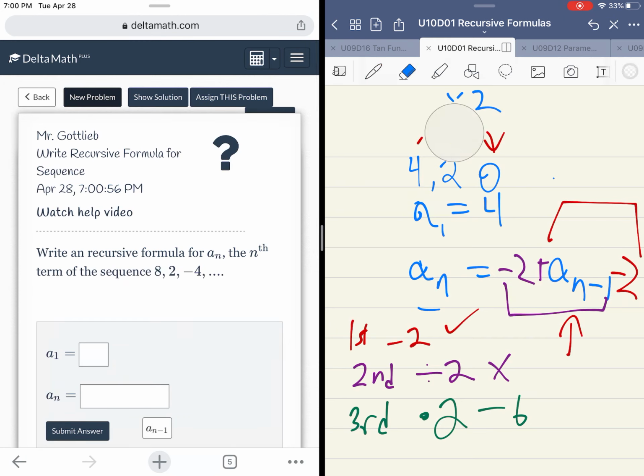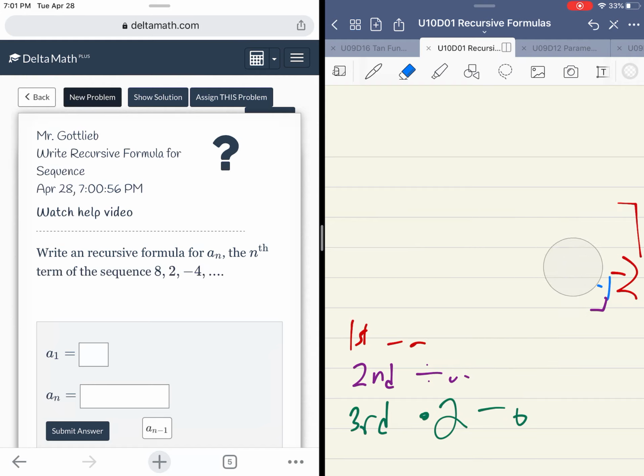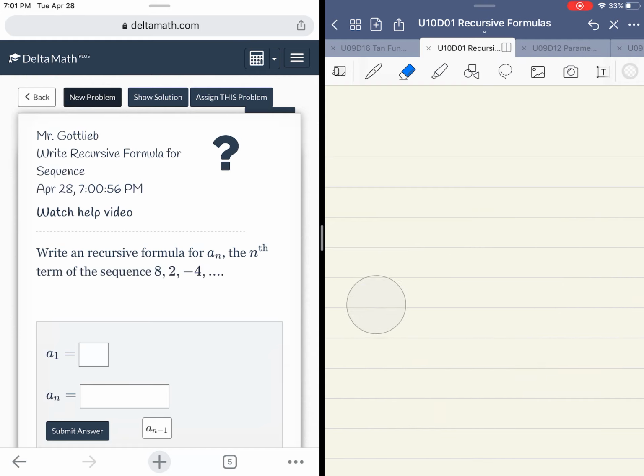Okay, we have another example where the numbers are getting smaller. Now, when the numbers are getting smaller, usually that means you're dividing or multiplying by a fraction or subtracting. So we have 8, 2, and negative 4. And I always try to do the easiest version of this first. So I'm thinking, how do I get from 8 to 2? And that would be minus 6 would be the easiest way.